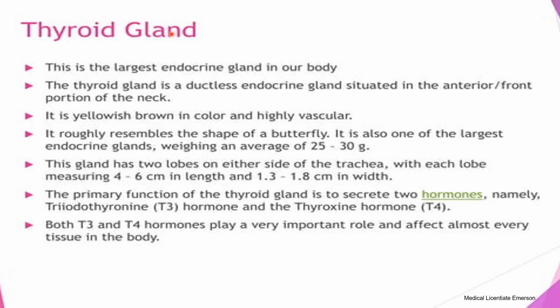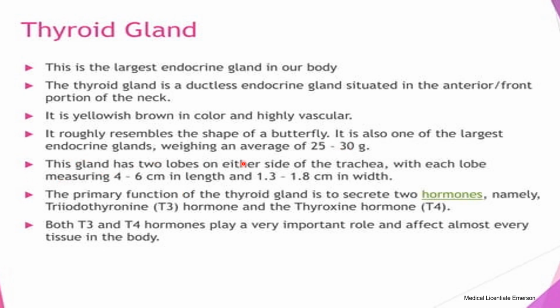Next is the thyroid gland. The thyroid gland is the largest endocrine gland in our body. It is a ductless endocrine gland situated in the anterior or front portion of the neck. It is yellowish brown in color, highly vascular. It roughly resembles the shape of a butterfly. It is also one of the largest endocrine glands, weighing an average of 25 to 30 grams.